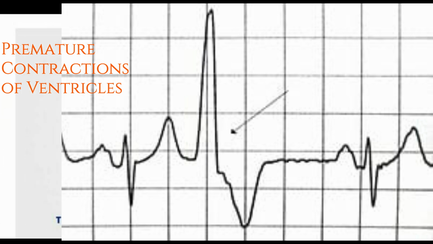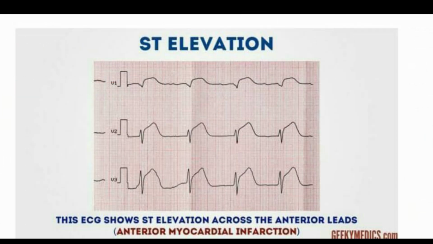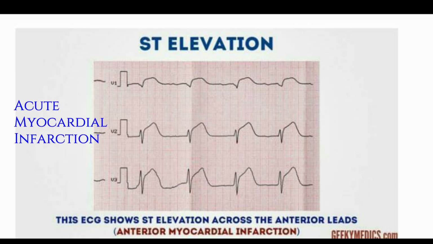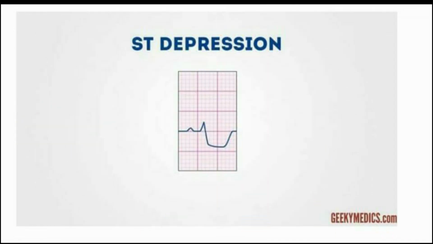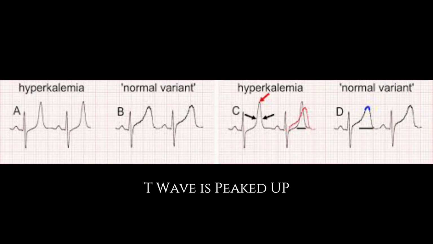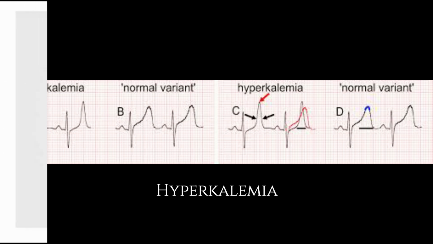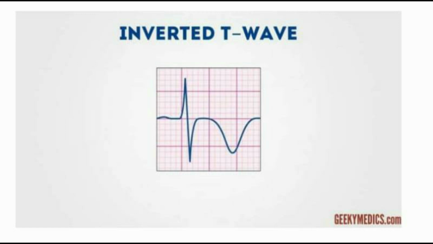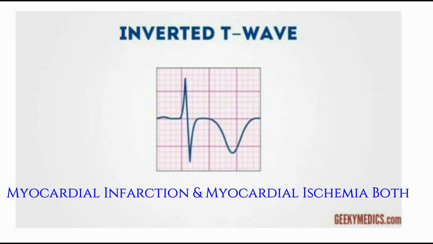Now, I will discuss the ST segment. ST segment elevation is noticed in case of acute myocardial infarction, but ST segment depression is noticed in case of myocardial ischemia. When the T wave is peaked, it denotes hyperkalemia, and when inverted T waves are noticed, it means myocardial infarction and myocardial ischemia both. Thank you.